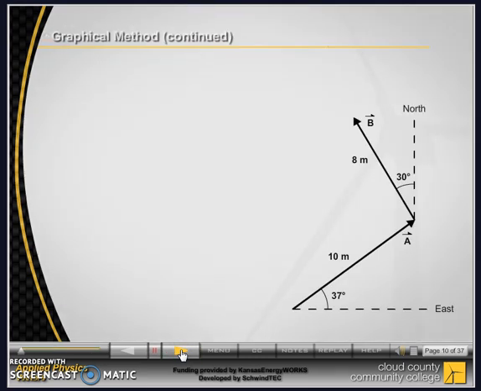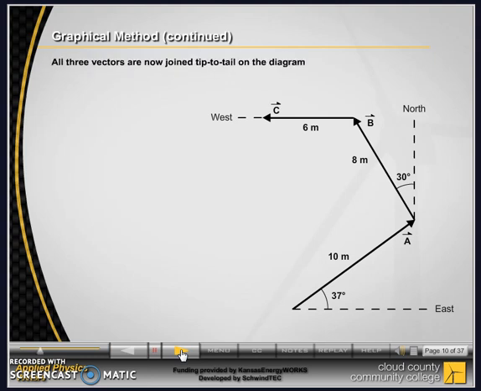Now suppose you wish to add a third vector C to the A and B, as given in the previous example. Vector C has a magnitude of 6 meters and points due west. Vectors A and B are drawn tip to tail to B. All three vectors are now joined tip to tail on the diagram. We can view the new resultant, the vector sum of A plus B plus C, by drawing a vector from the initial point of A, the tail of A, to the tip of C.